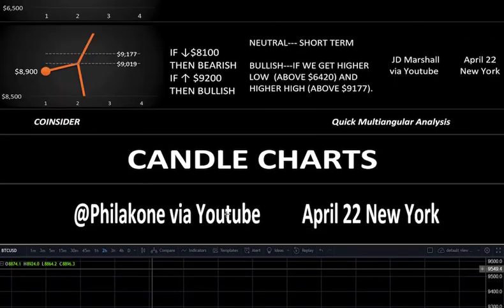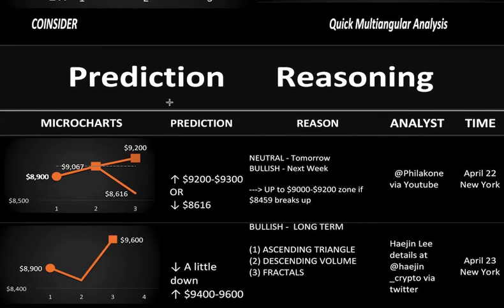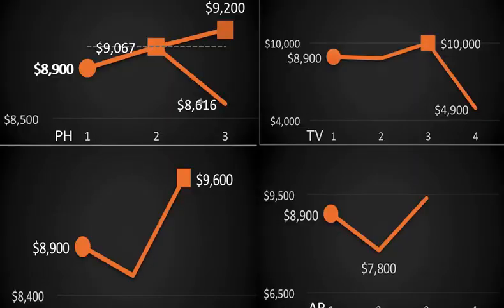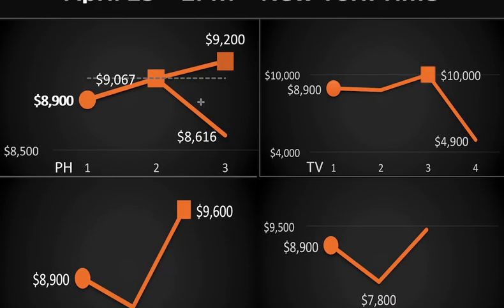We went over 3 sections. We just finished the candle charts. We previously did prediction reasoning, and we did quickly the micro charts, where I just showed you basic price movement and important prices to look for.